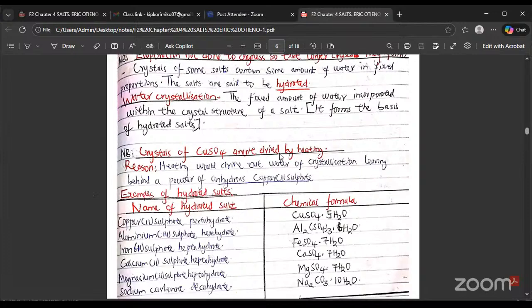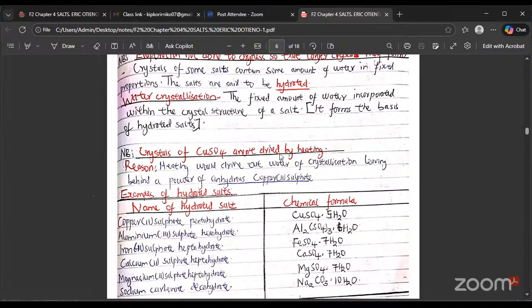So let me just give you these ones. I know the most important part that I'm supposed to do is the preparation of salts. We are supposed to prepare salts, by the way. I want everybody to be keen when you're preparing salts. We have soluble and insoluble salts. Those ones have special cases. We have different methods of preparing salts. So we'll talk about that one another time.